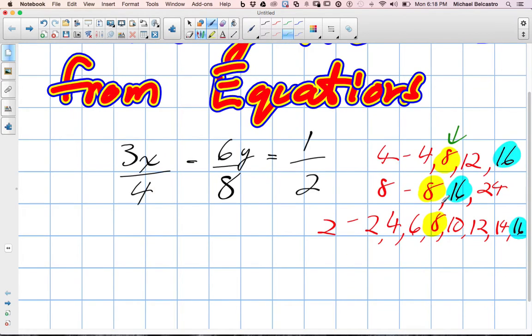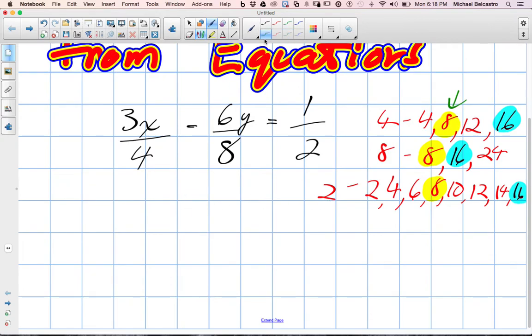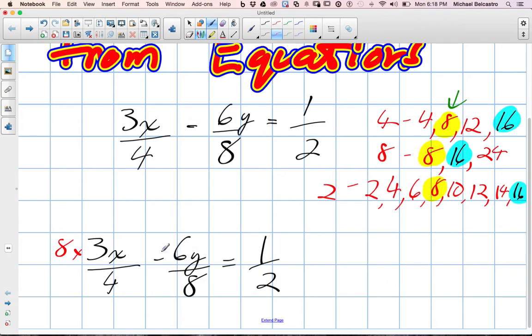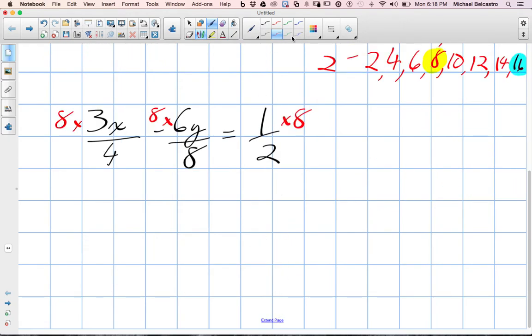So what we're going to do here is multiply every single one of the terms in the equation by the number 8. I'm going to multiply this by 8, this by 8, and this by 8. Now, there's a couple ways we can do this. One of the ways is actually to multiply, and we'll do that in red on the right here.